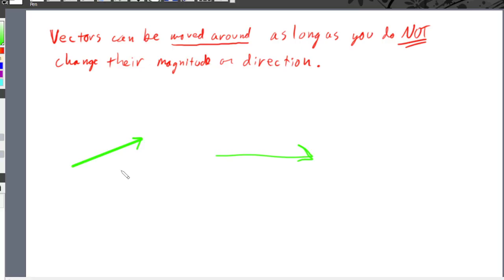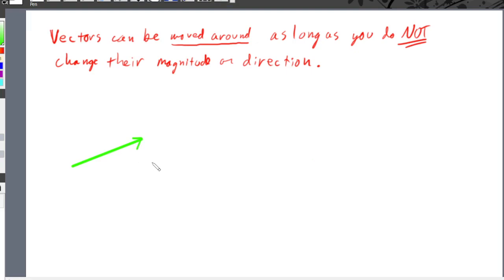Questions about that so far? All right. So vectors can be moved around as long as we don't change their amount or their direction. There we go. All right, and I'll just leave that guy there for now.